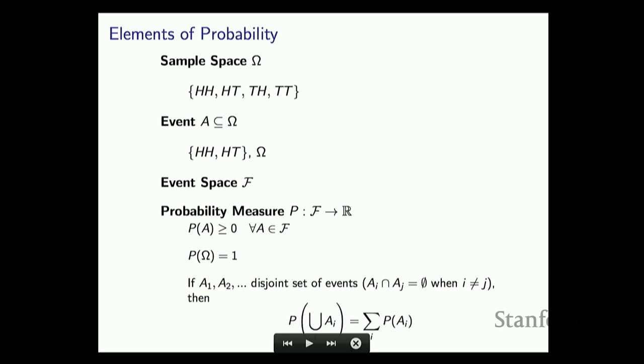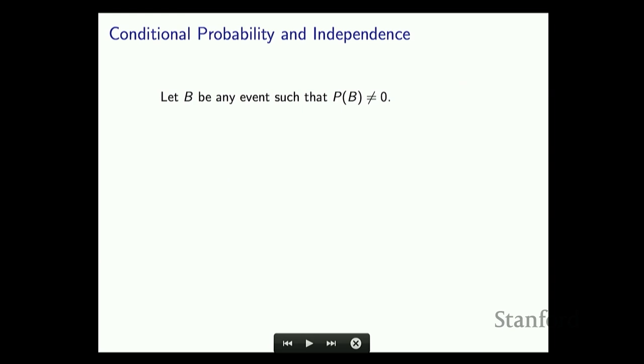Then conditional probability: let B be an event such that the probability of B is not zero. Again, B is an event, not an outcome, which means that we're talking about sets of outcomes. And the probability of A given B, this is just the definition, is the probability assigned to the intersection of A and B, which is also a set and therefore also an event, divided by the probability of the event B.